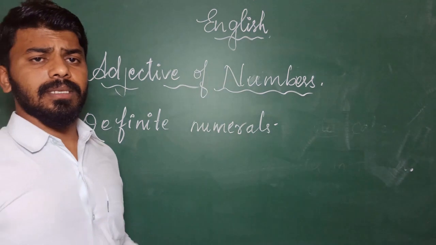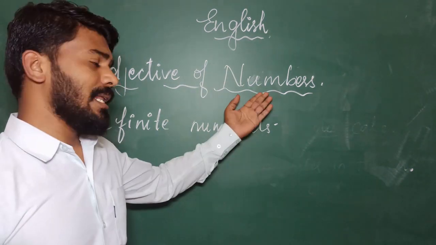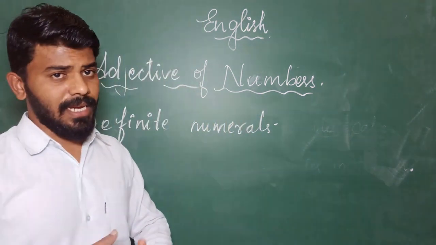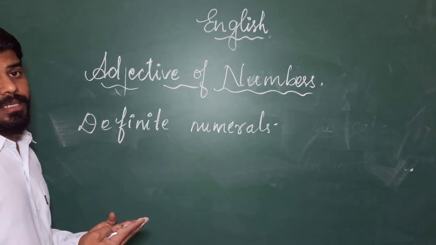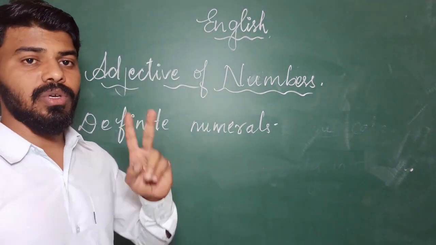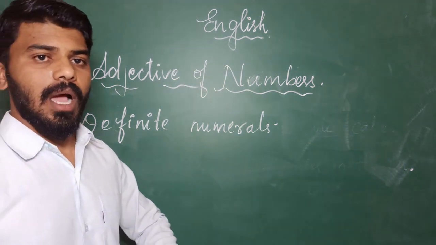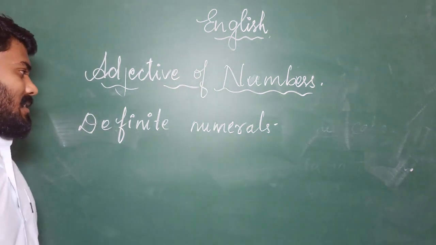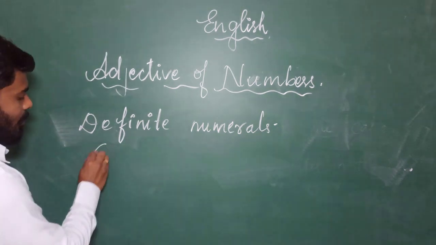The first type is definite numerals. Don't get confused. The numbers have got three different types: definite, indefinite and distributive. And the definite numerals can be further divided into two. One is cardinals and one is ordinals. Let us see what is cardinal and what is ordinal.